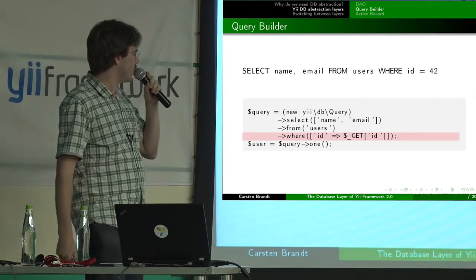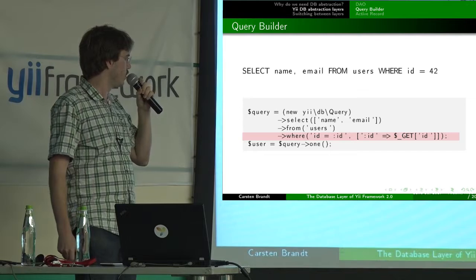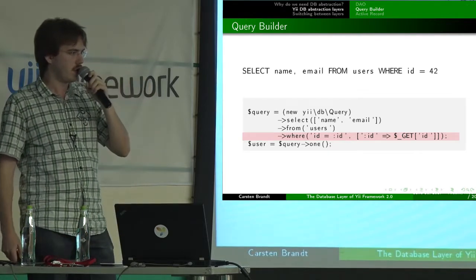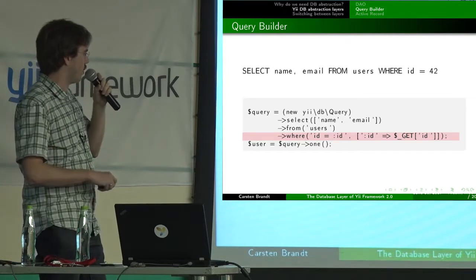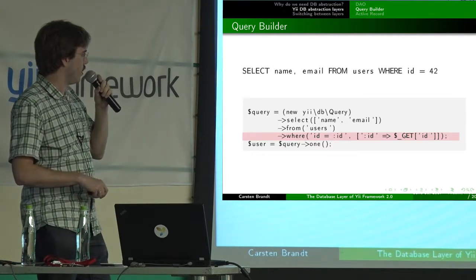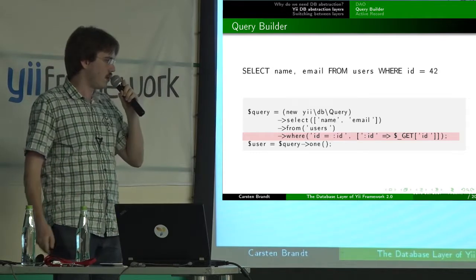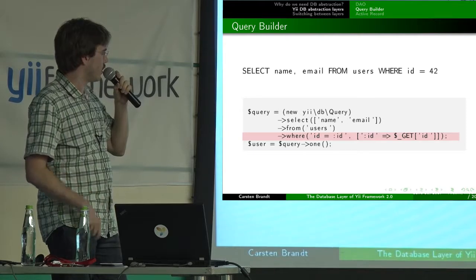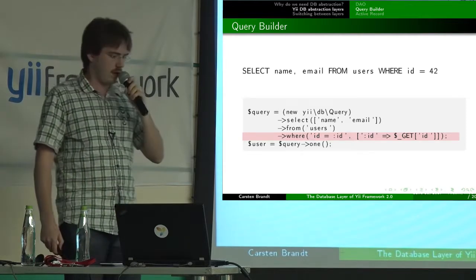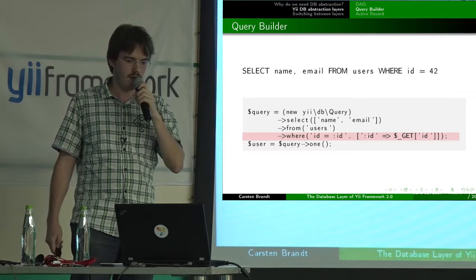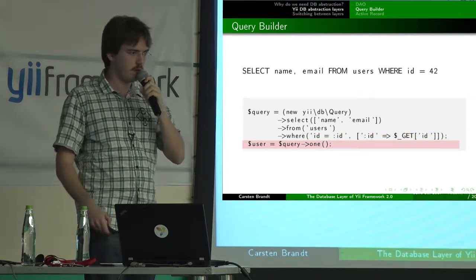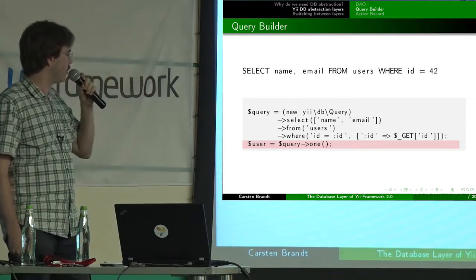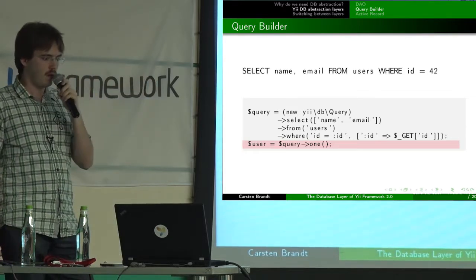Besides this array syntax, there is also the possibility to specify a string condition, if you need to write more complex conditions that are not column equals value. You can use different SQL syntax here and specify the parameters using the placeholder syntax. And the query also provides methods to retrieve the result. In this case, we get the user result as an array.